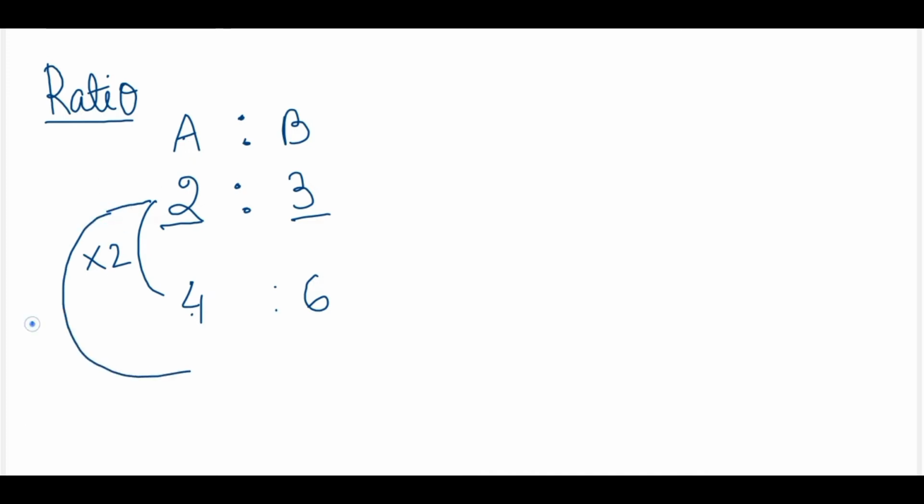So similarly, if I make it 6 by multiplying by 3, then the value of B will become how much? 9. See, and moreover, what you have to observe is that the ratio will not change. Because if you cancel this by 3, it will be 2 and this will be 3. So this is the concept of ratio. Now let's move ahead with one example of ratio.